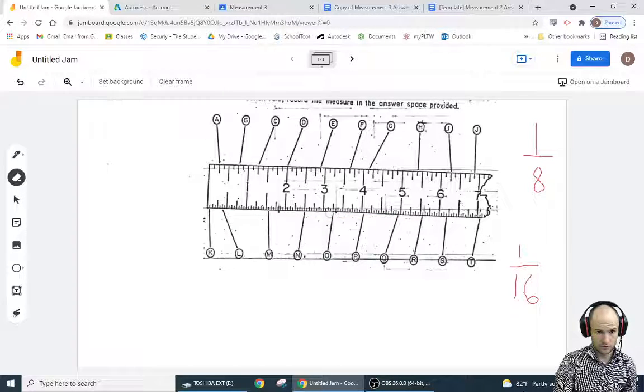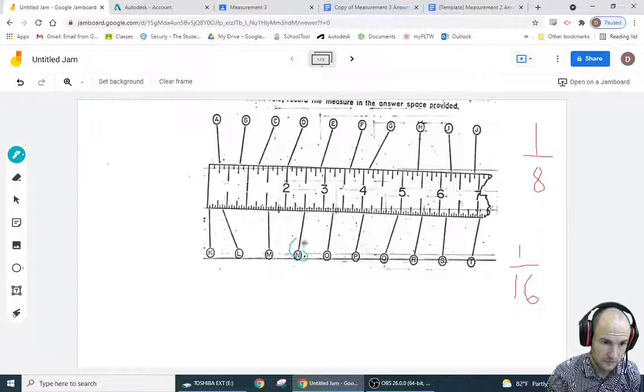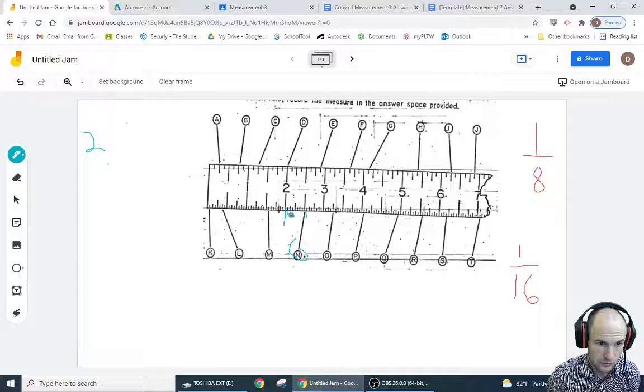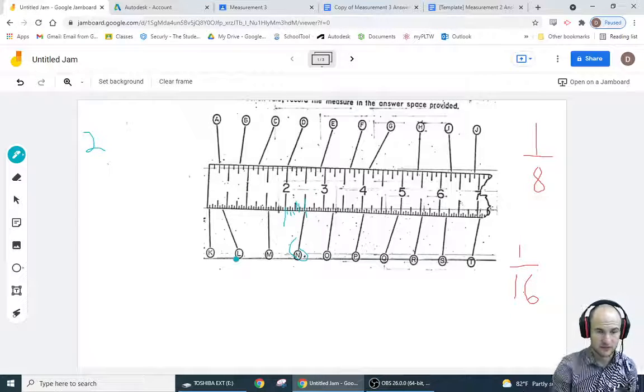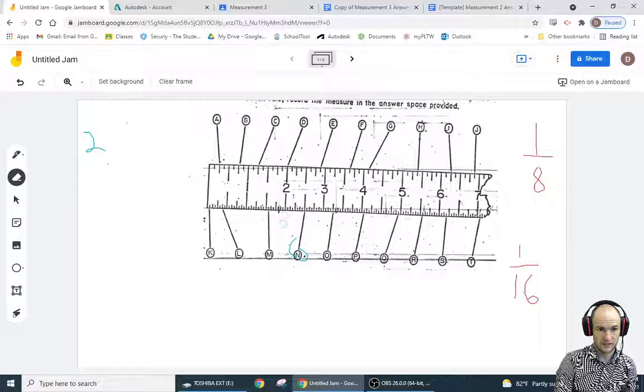So if I were to look over here and pick out another random measurement, I'm going to pick out N. And N is right here, which means it is 2. So we're always starting with 2. And then it is 1, 2, 3, 4, 5, 6, 7, 8. So it is 8 lines. So it is 2, and since it's on the bottom, it's in 16ths. So it is 2 and 8/16.